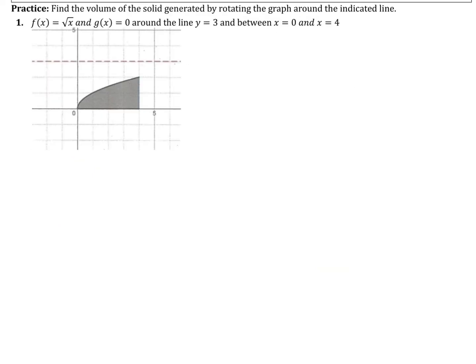Okay, so here we have the graph of f of x equals x squared and g of x equals 0. It's bounded between 0 and 4. We can see that on our graph. And we're going to rotate it around the line y equals 3.